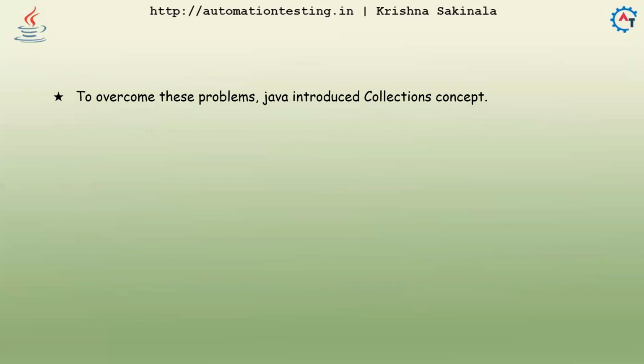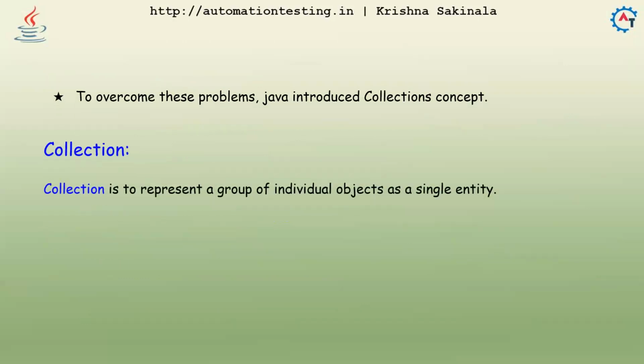According to our requirements, it is not sufficient. Because of that, they introduce collections. So what do you mean by collection? Collection is to represent a group of individual objects as a single entity. It can hold multiple values, right?